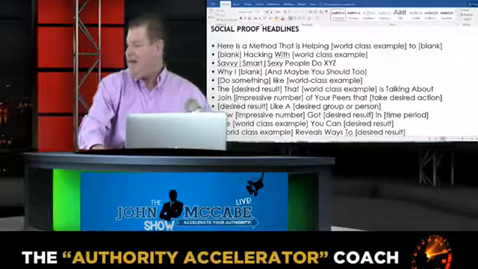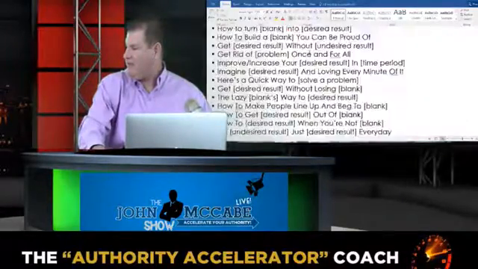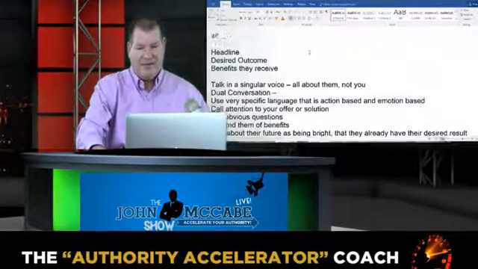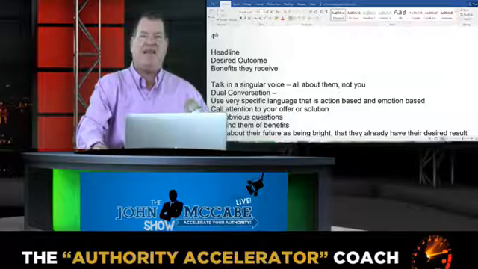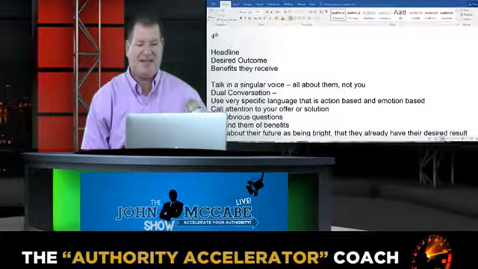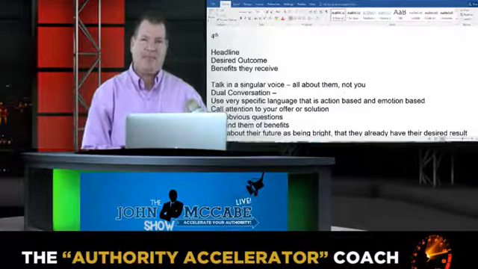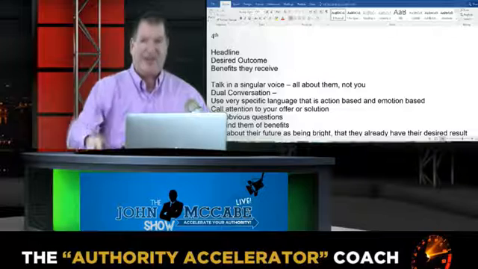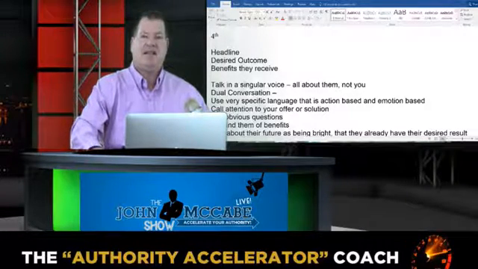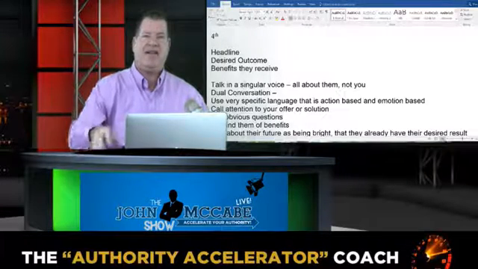So from the headlines, scroll down. From the headlines, you get into actually creating and crafting the marketing piece itself, crafting the ad. Some of the things that you're going to want to consider are things that you're going to keep in mind.